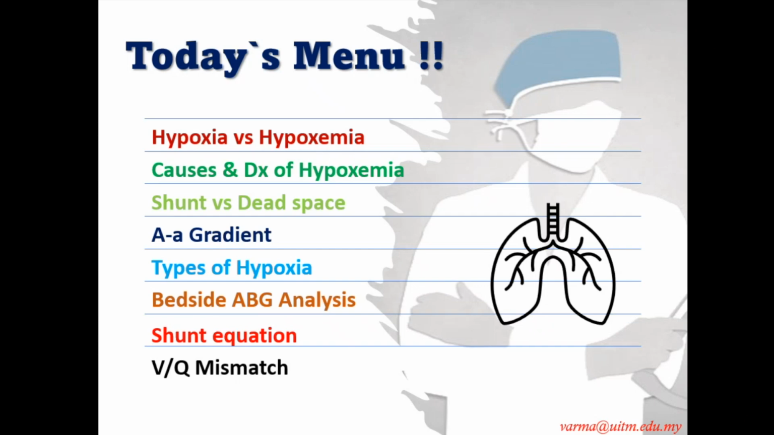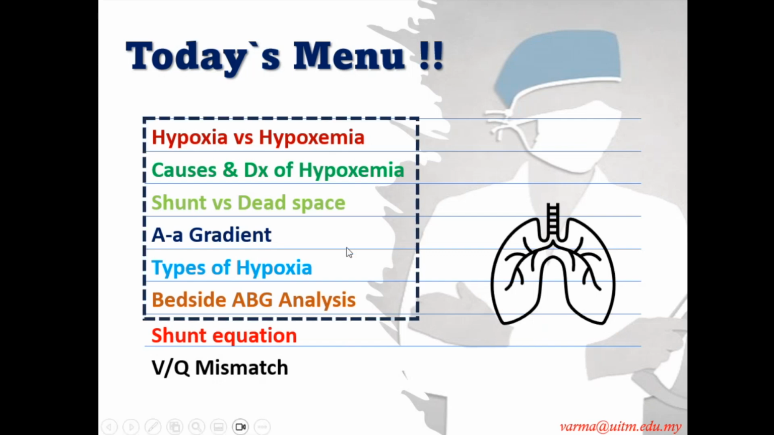We'll go to the concept of AA gradient. What is the importance of AA gradient? How AA gradient helps us to diagnose the types of hypoxemia, the causes of hypoxemia. Then we go to hypoxia classification, the pathophysiology of hypoxia, and a bit of bedside calculation, as in ABG analysis. No need to go through the extensive formula and everything. What are the simple methods we can use at the bedside to diagnose the types of hypoxemia? The shunt equation and VQ mismatch, I will leave for the next topic.